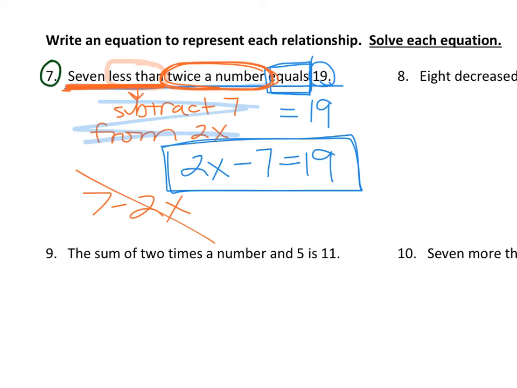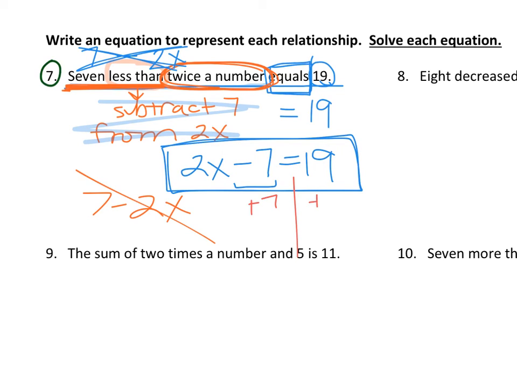Okay, it's really tempting to just write 7 less than means minus, twice a number means 2x. But that less than means we're subtracting 7. So we need the minus 7 after the 2x. So do not do 7 minus 2x. That would be bad.